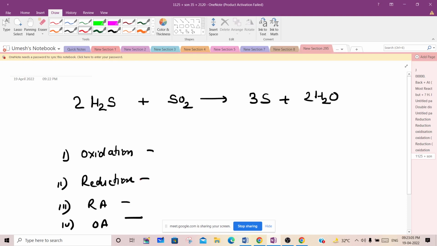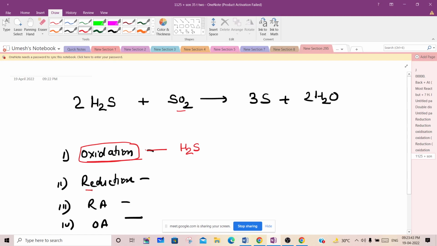Start with Vedant. Which substance undergoes oxidation? Sir, SO2. You mean we are adding oxygen to the sulfur dioxide? No, sorry. From that we'll remove it, it's a reduction. No, H2S. Vedant, I want only one word. I don't want any statement, any justification. Which substance undergoes oxidation? Sir, H2S.